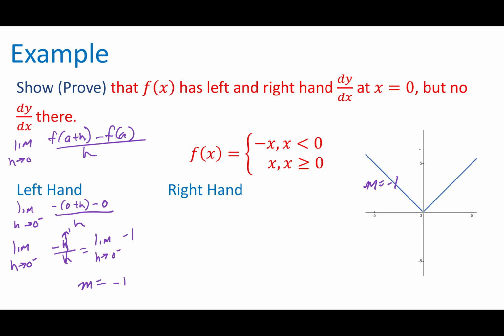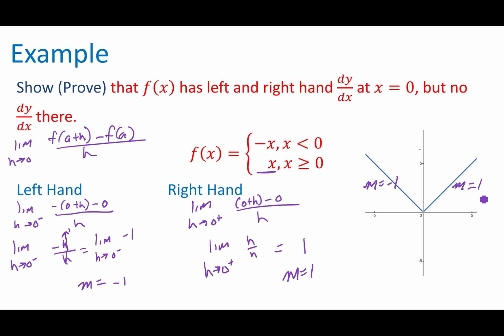All right, and then on the right hand, we'll say our limit as h approaches 0 from the positive side. So now I have a positive 0 plus h, because that's my function, is just x, minus 0 all over h. So my limit as h approaches 0 from the positive side is h over h. And so that ends up being 1. My slope is 1.